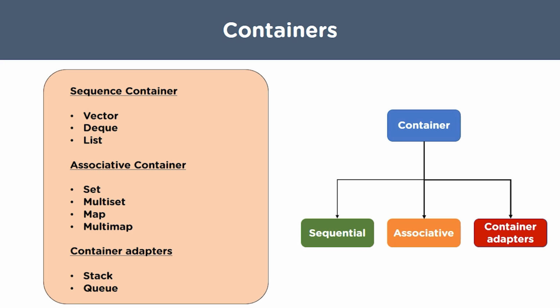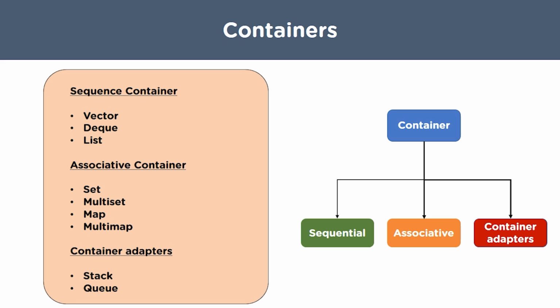Sequence containers, these are those containers that can be accessed sequentially. For example, vector, deque, list are some of the containers that store data in a linear form. Next is associative container. These are those containers that implement sorted data structures. In this, elements are retrieved via keys and each associative container maintains its keys in sorted order. Example, set, multiset, map and multimap.